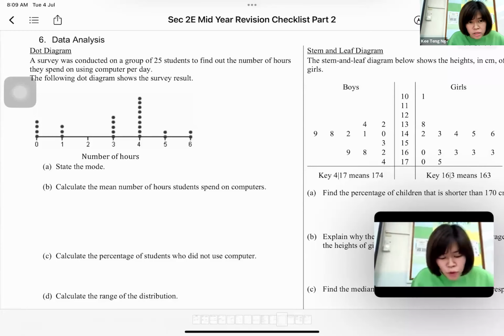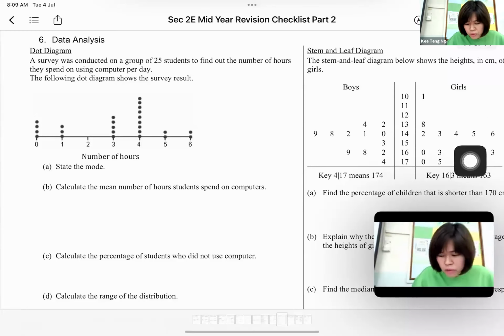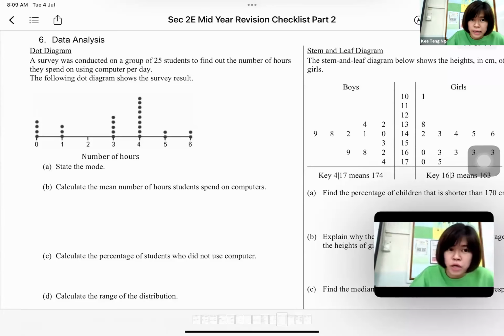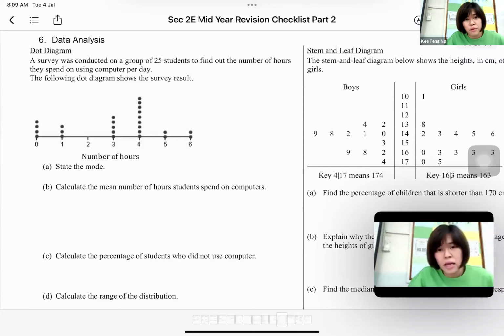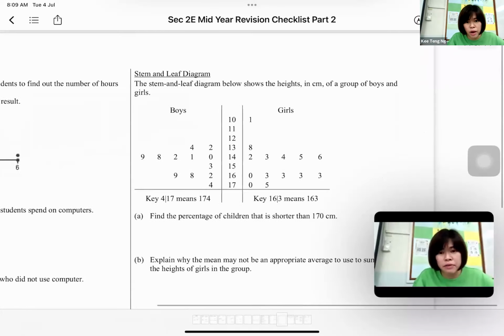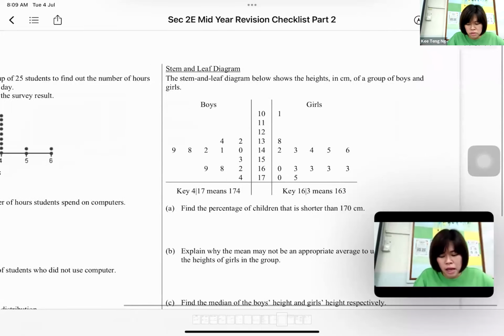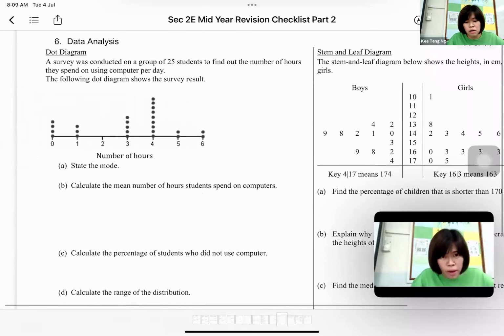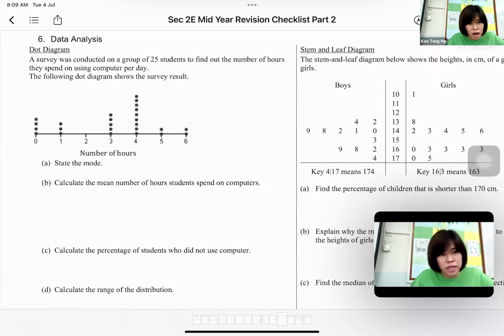Right, so for the first question, we have data analysis. There are a few different things that we always need to calculate: mean, mode, and median, our 3M. And then we have various types of data representation, for example the dot diagram, the stem and leaf diagram, the table format, the pie chart and so on. In this case, we're going to look through our dot diagram questions first.